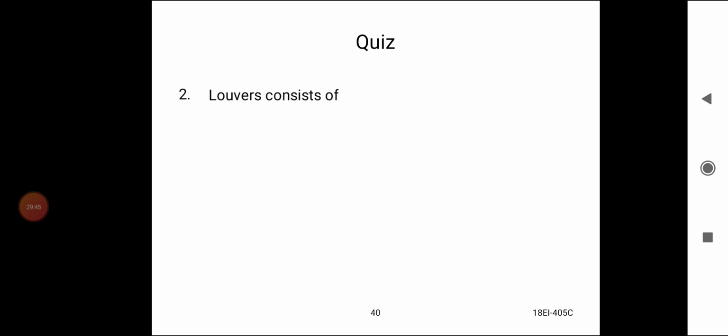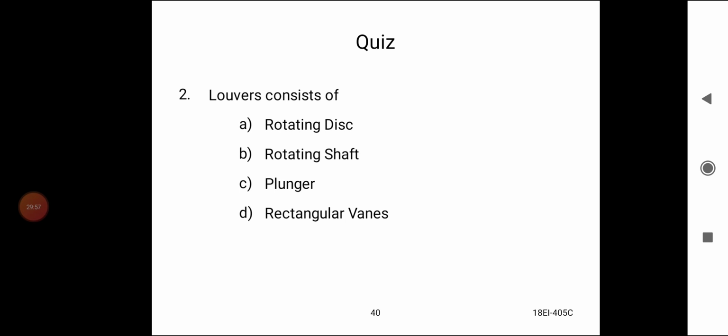Quiz 2 question. Levers consist of A. rotating disc, B. rotating shaft, C. plunger, D. rectangular vanes. It consists of rectangular vanes. The layers consist of rectangular vanes. So answer D is correct.